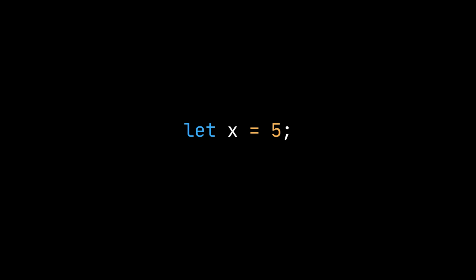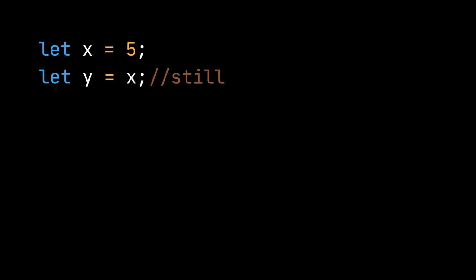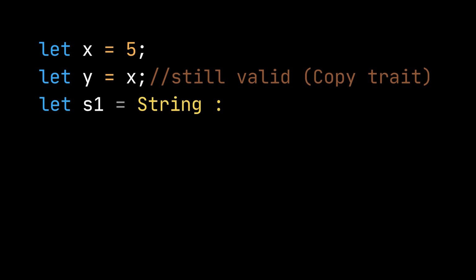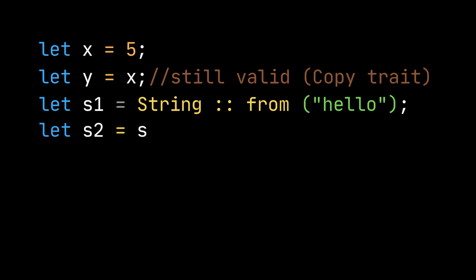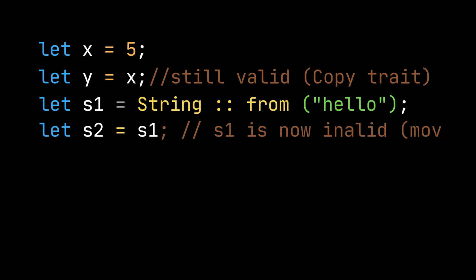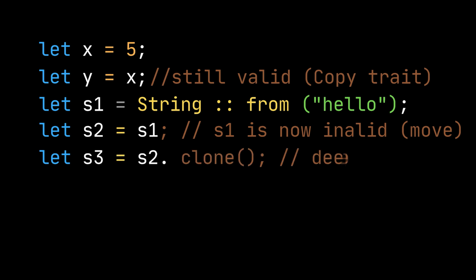Now, before we wrap, here's a sneak peek at what else ownership controls: how values are passed around. Integers like x get copied automatically, but strings, well, they get moved, which means the old variable becomes invalid. Want to duplicate it safely? Well, you say it clearly with .clone, like asking your friend, hey, get me one too.